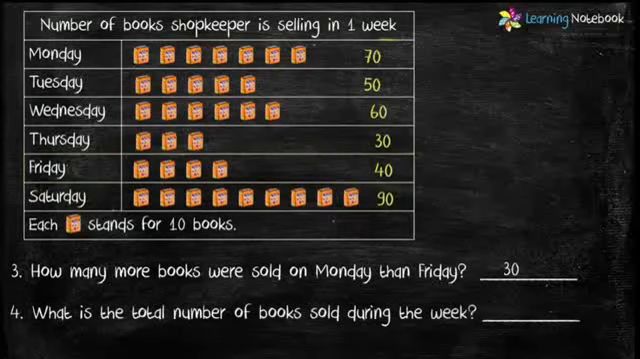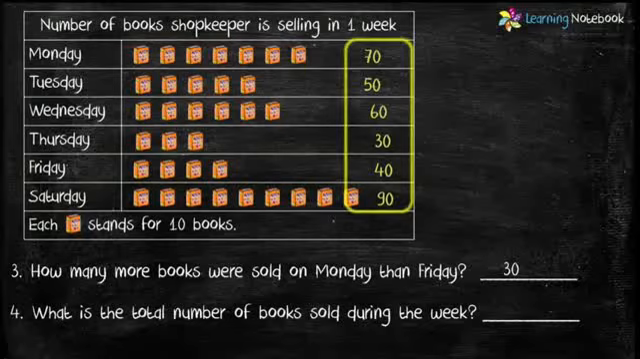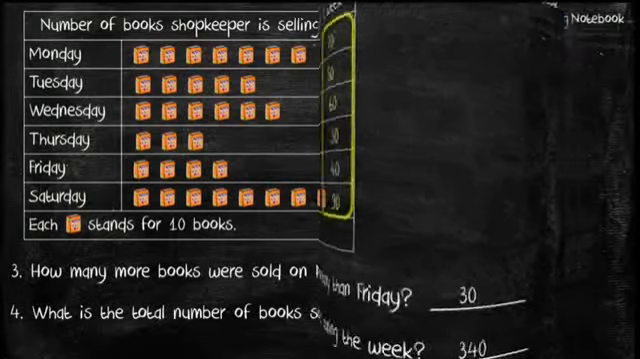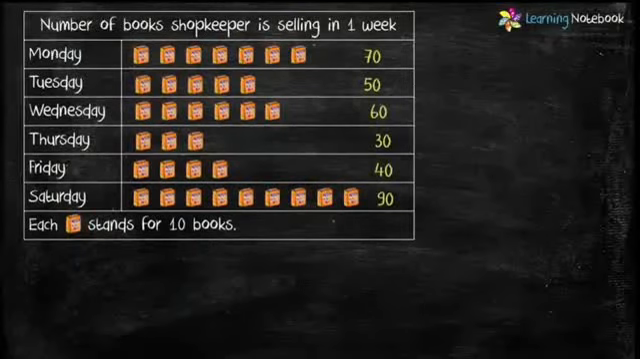Question number 4 is, what is the total number of books sold during the week? To find this answer, let's add all the numbers, which means add 70, 50, 60, 30, 40 and 90. We get the answer as 340. Now let's move to next question.